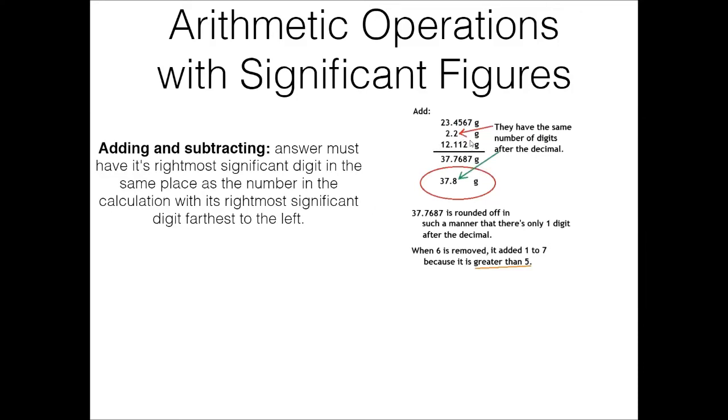This adds like you would in grade school, whenever you learn to add with decimals, say third or fourth grade. 7 plus 0 is 7, 6 plus 2 is 8, 5 plus 1 is 6. You get all these numbers here. But when we're talking about accuracy, you can only be as accurate as your number that has the least amount of decimal places when it comes to adding or subtracting. So we have to round this 37.7687 to 37.8. So we're rounding to the tenths place because the least accurate number stops at the tenths place.